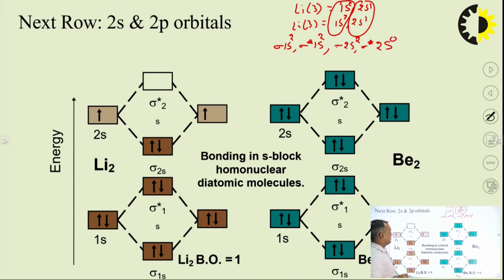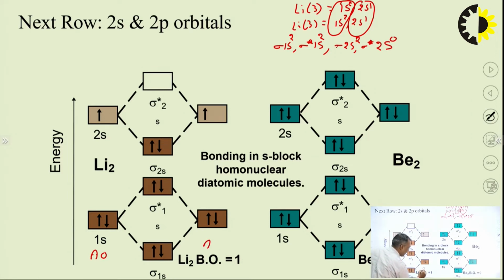Okay. So just have a look at this lithium. Here, if we write down the molecular orbital diagram, then I will write down the atomic orbitals, which are represented as square boxes.